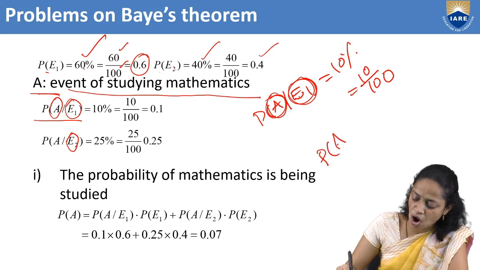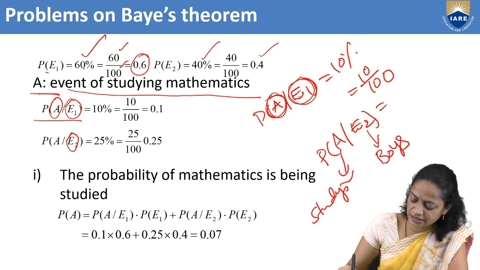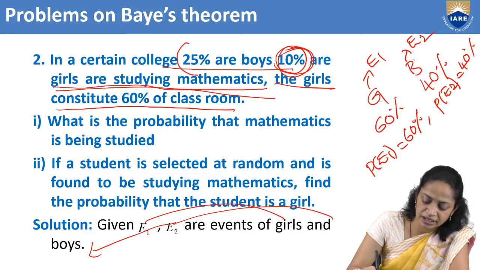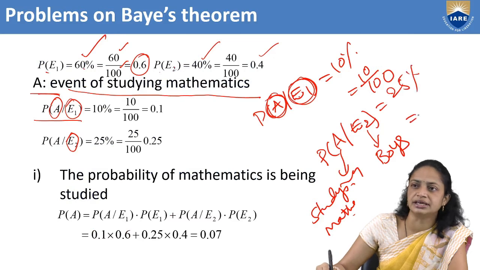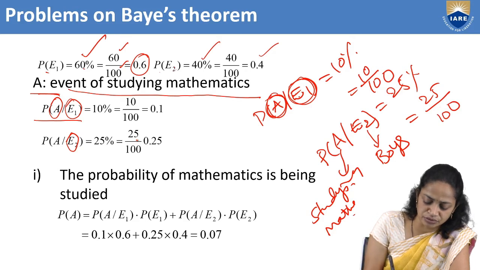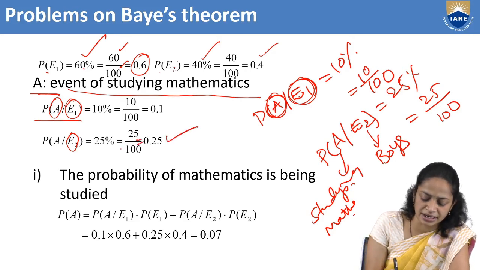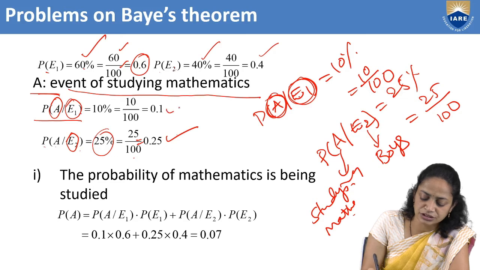Next we need to find how many boys. E2 means boys. How many boys are studying mathematics? Here 25% are studying mathematics, so 25% means 25 by 100, which is equal to 0.25. P of A given E2 is 25%, that is 25 by 100, equal to 0.25. So P of A given E1 is 0.1.